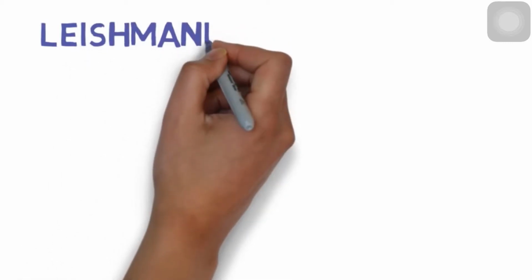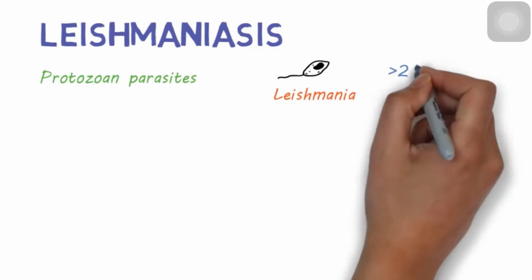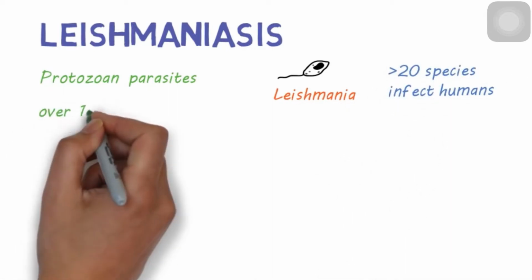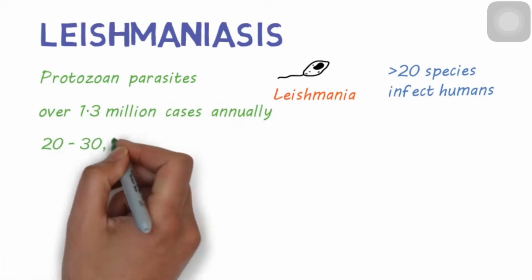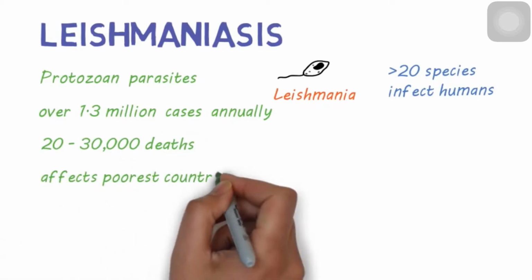Leishmaniasis is a disease caused by a group of protozoan parasites called leishmania. There are over 20 different species that can infect humans. Across the world, there are about 1.3 million new cases of leishmaniasis every year, causing about 20 to 30,000 deaths. It affects some of the poorest countries in the world.